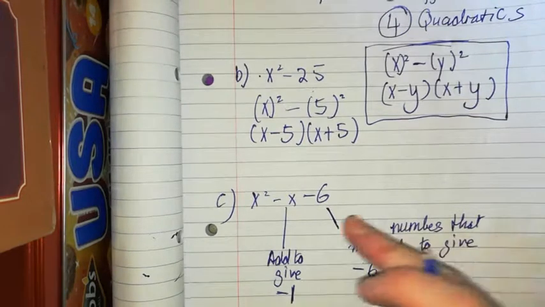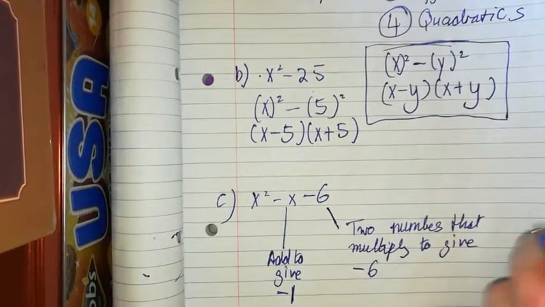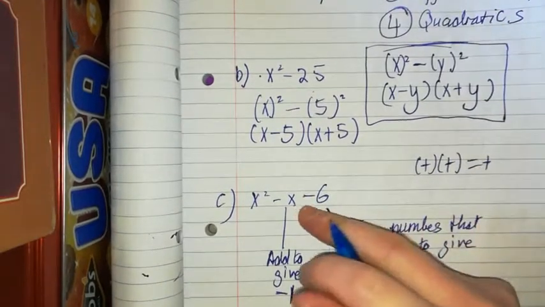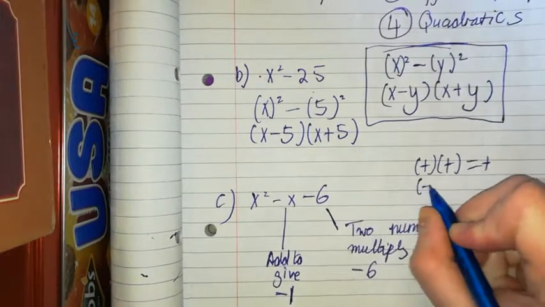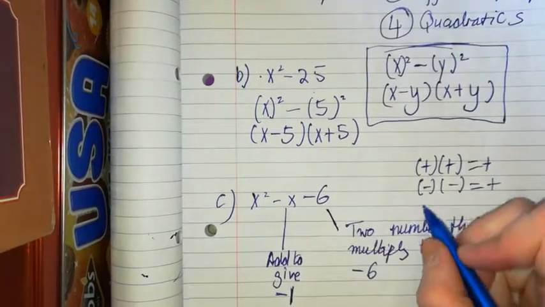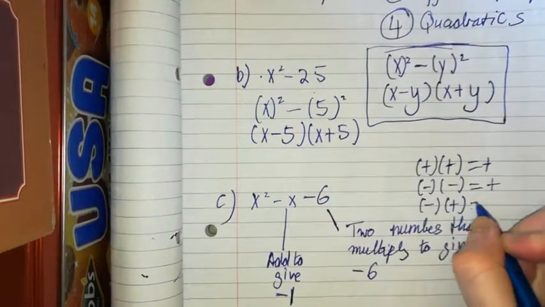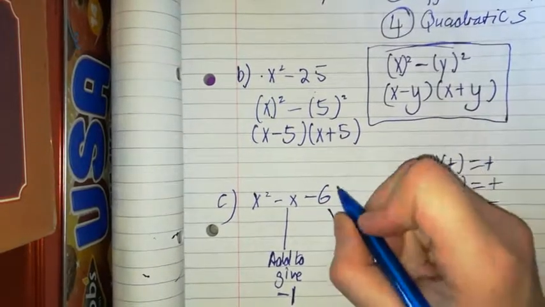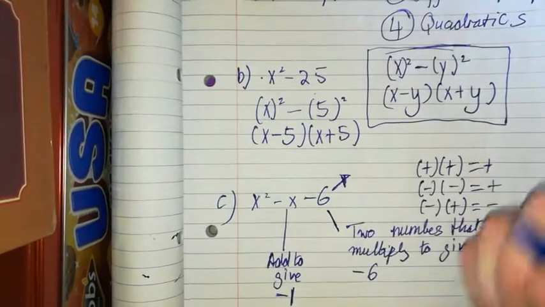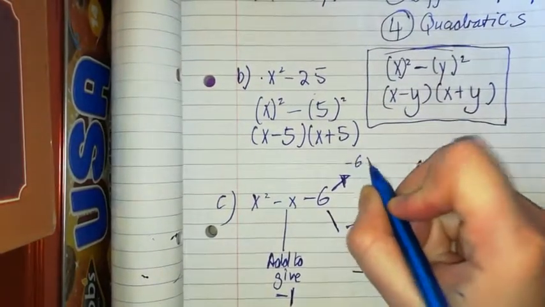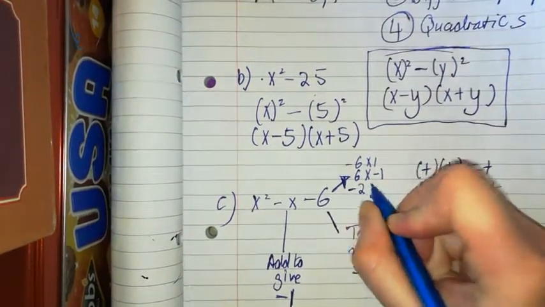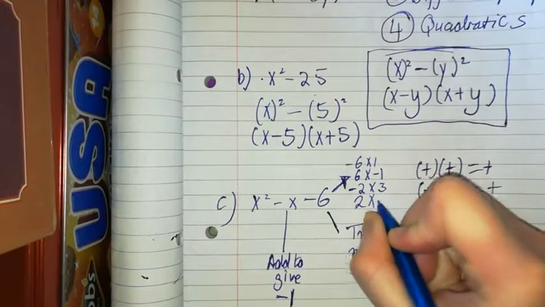So how could I have got minus 6 by multiplying two things together? If I multiplied two pluses together, I would have got a plus, but we have a minus, so I couldn't have multiplied two pluses. If I multiplied two minuses together, I also would have got a plus, so I couldn't have multiplied two minuses. I could only have multiplied a minus and a plus to get minus 6. So one of my answers will be a minus and the other will be a plus. The factors of 6 are 6 and 1, so I could have had minus 6 and 1, or 6 by minus 1, and 2 and 3 as well, so minus 2 by 3 and 2 by minus 3.